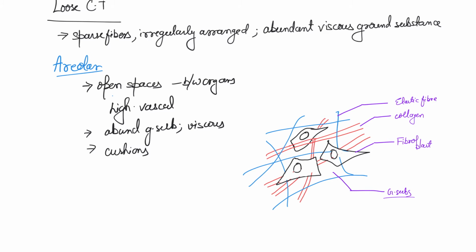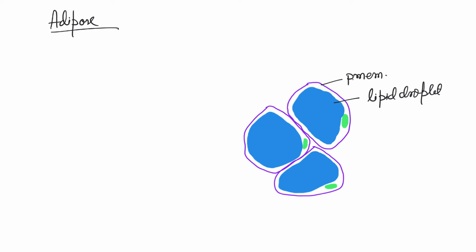Now let us go to the next part, that's adipose. So adipose tissue, as you can tell by the name itself, stores fat. This is how a cross section would look, and this is the plasma membrane, and quite dominantly this would be the lipid droplet, because the job is to store as much fat as possible. Because of the huge amount, which could occupy around 90% of the cell, the nucleus gets pushed to the periphery.